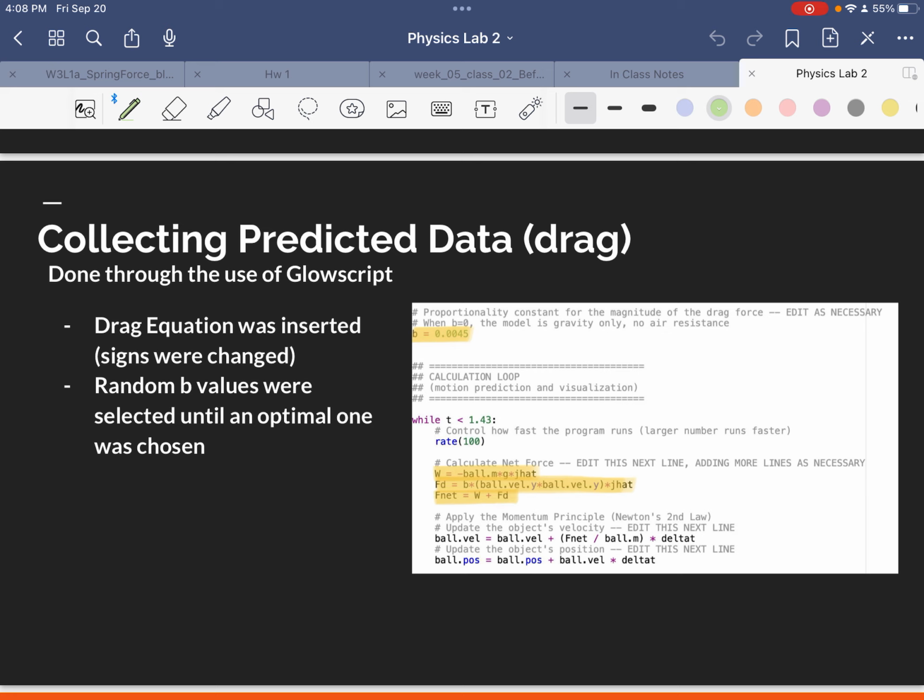And the next slide shows the code that was used to model the second computational model. And this model is almost identical to the first model, except now it also takes into account drag. And you can see that I've highlighted the drag equation that was inserted. And then also to find our B values, I guessed and checked random values of B until the output values matched my observed values the best.